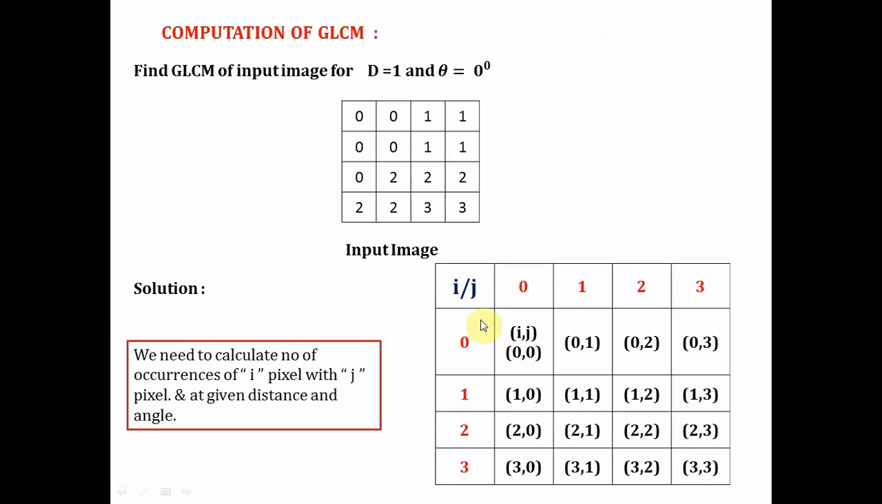First, if you have the image, you will specify the ij values in this manner: i and j as 0 1 2 3, 0 1 2 3. So you have the coordinates 0 0, 0 1, 0 2, 0 3, 1 0, 1 1, 1 2, 1 3, then 2 0, 2 1, 2 2, 2 3, similarly 3 0, 3 1, 3 2, 3 3. Now you have coordinates for each and every intensity value. You need to start from 0 0 and find the occurrence of 0 0.